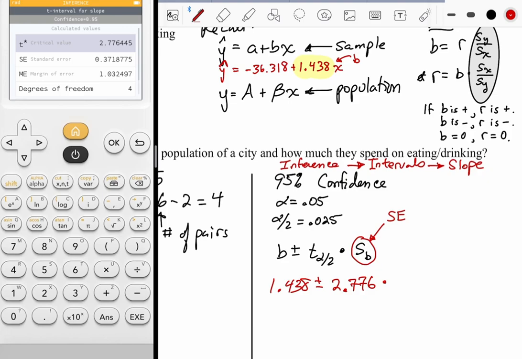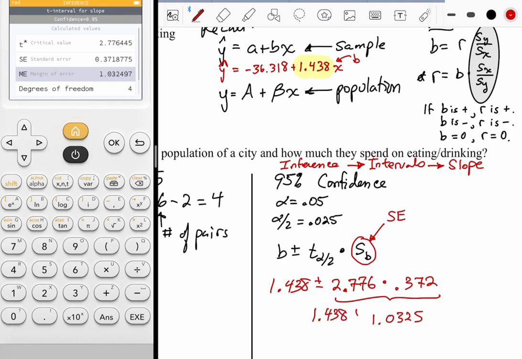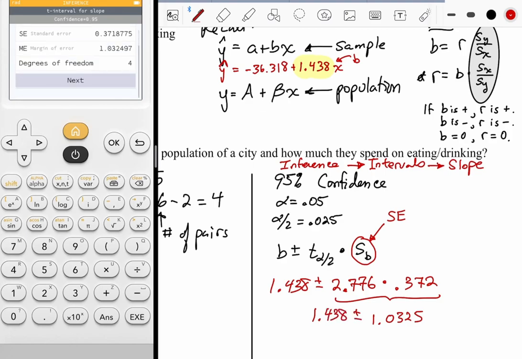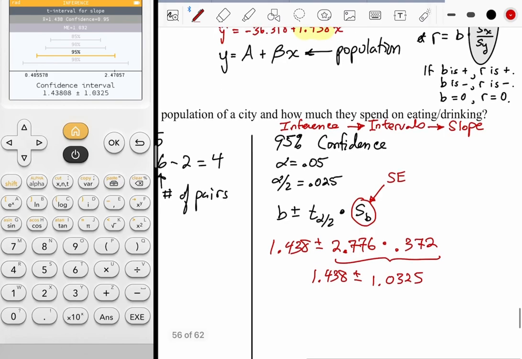So now I have the value that I was looking for, about 0.372. I got the margin of error, which is them very nicely simplifying this for me, 1.0325, 1.438 plus or minus that. And then the actual interval, 0.406, all the way up to 2.471.